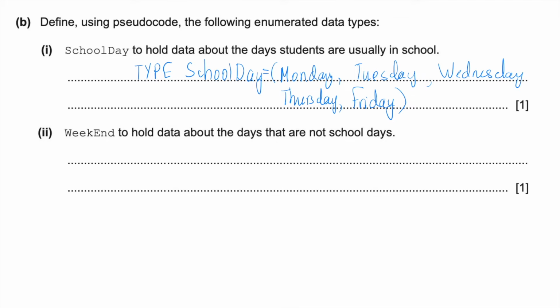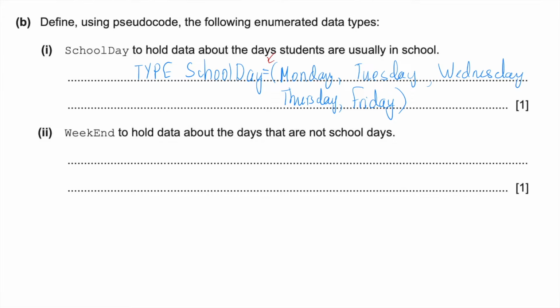So just to highlight, we have type, we have the name of our data type, parenthesis, an equal sign, parentheses, and then we have each value that's going to be part of our data type separated by a comma. Now next, we want to hold data about the days that are not school days.